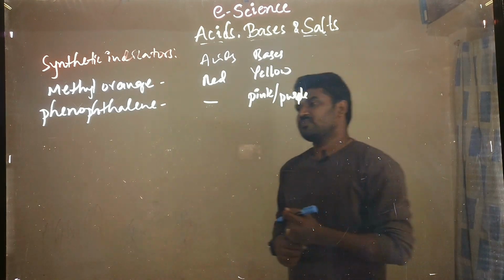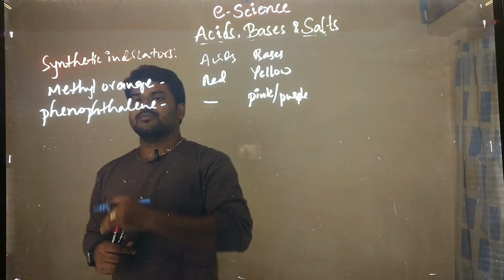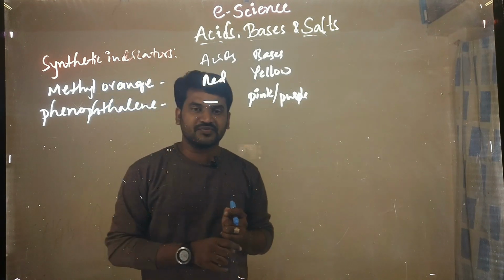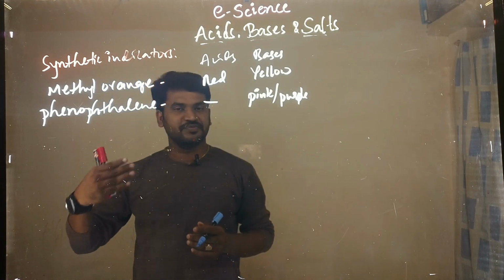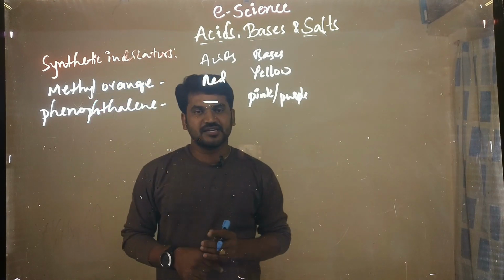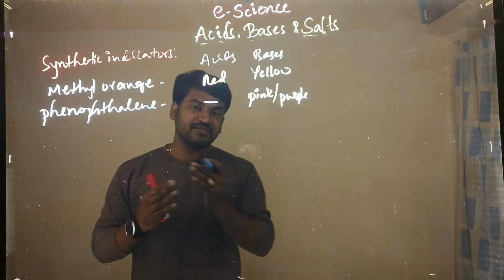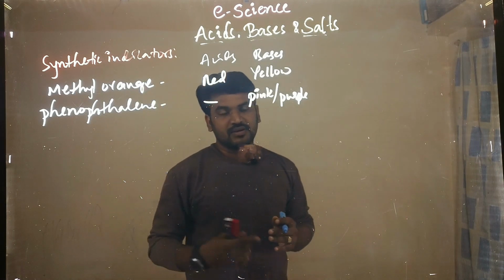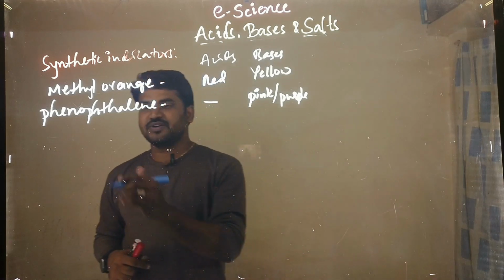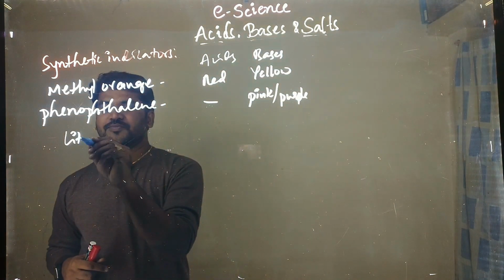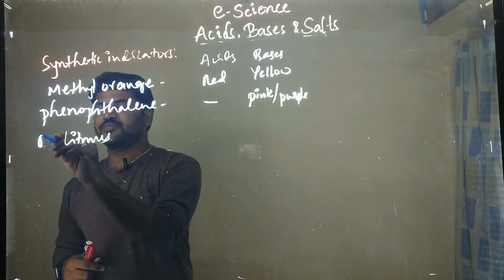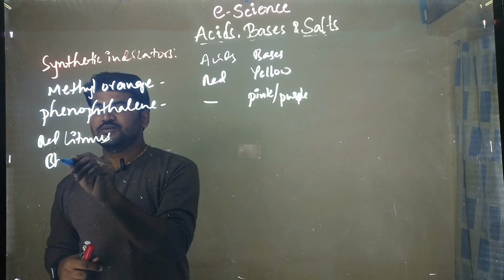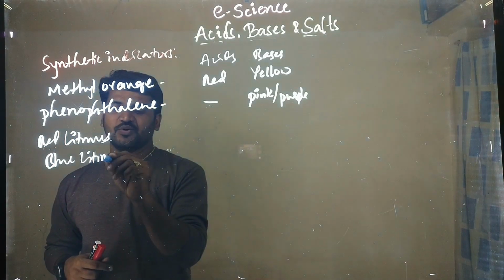Okay, right. Methyl orange and phenolphthalein, these are the synthetic indicators. And in the previous class we discussed natural indicators. In the natural indicators, we have litmus paper, red litmus and blue litmus paper.